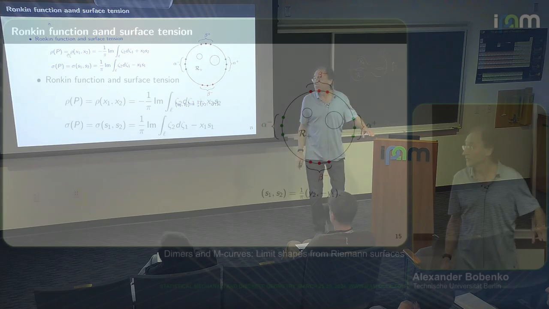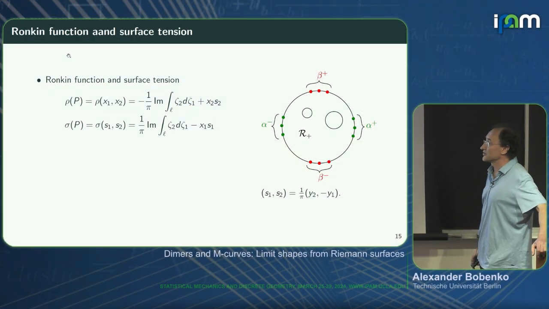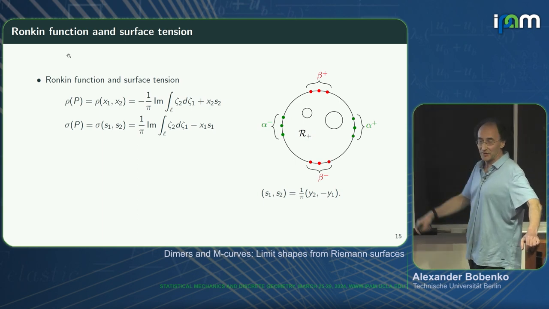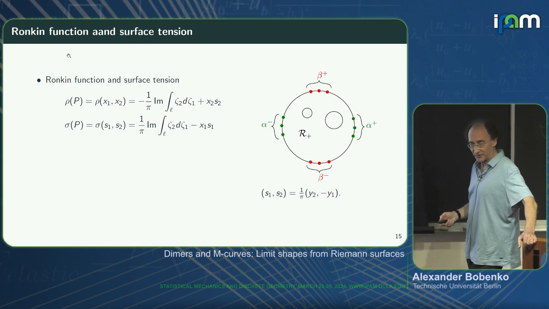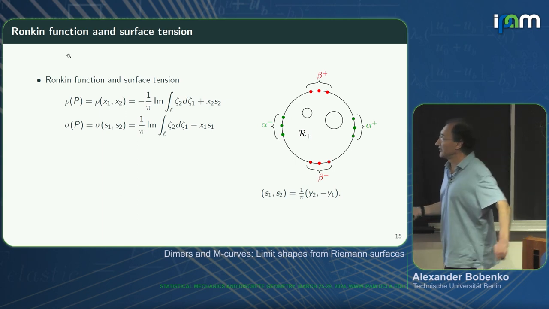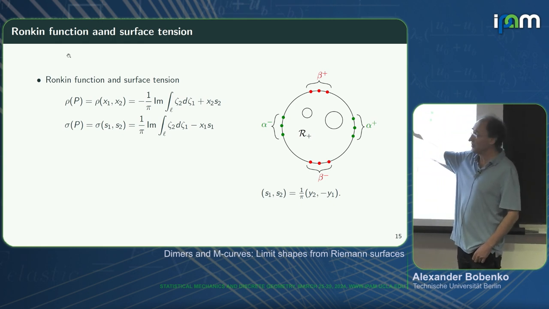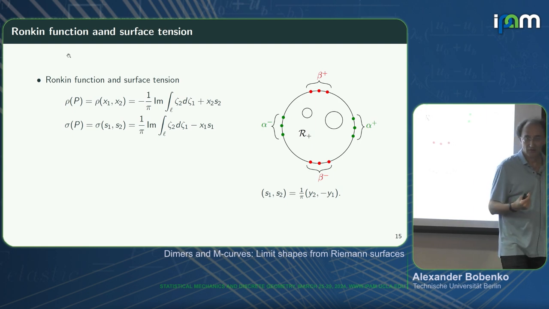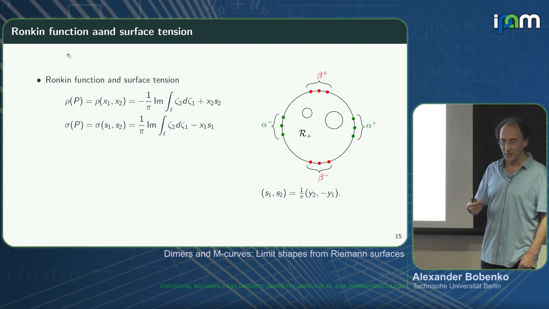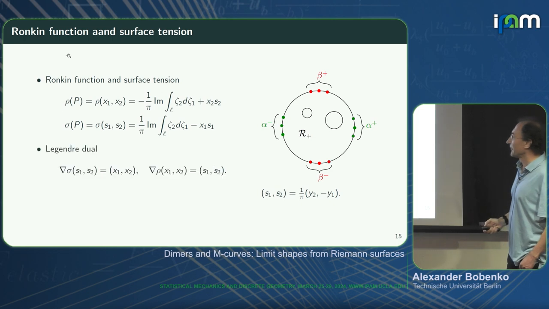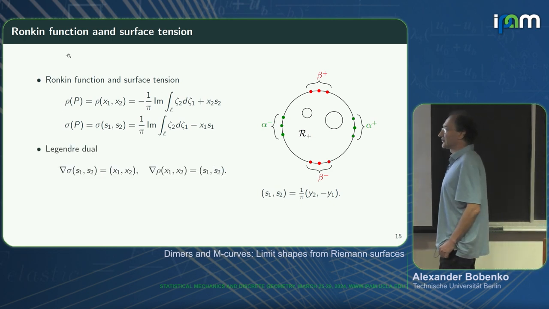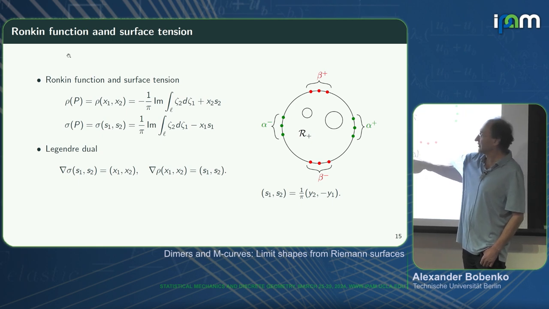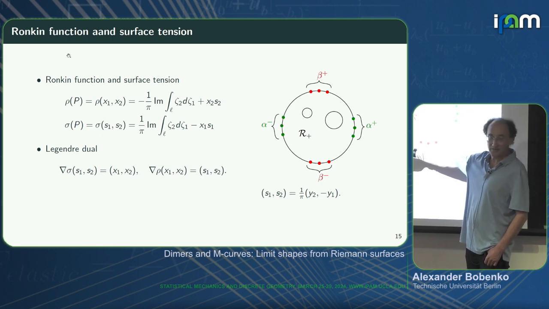So you see that the formulas for the Ronkin function and for the surface tension are quite similar. It's not surprising because they are Legendre dual. But this is a very convenient representation, especially for the Ronkin function, because it's given in terms of an integral on the Riemann surface. It's a one-dimensional integral, right? So they are Legendre dual. This means if you take the gradient of sigma, you get x's. If you take the gradient of rho, you get s's.